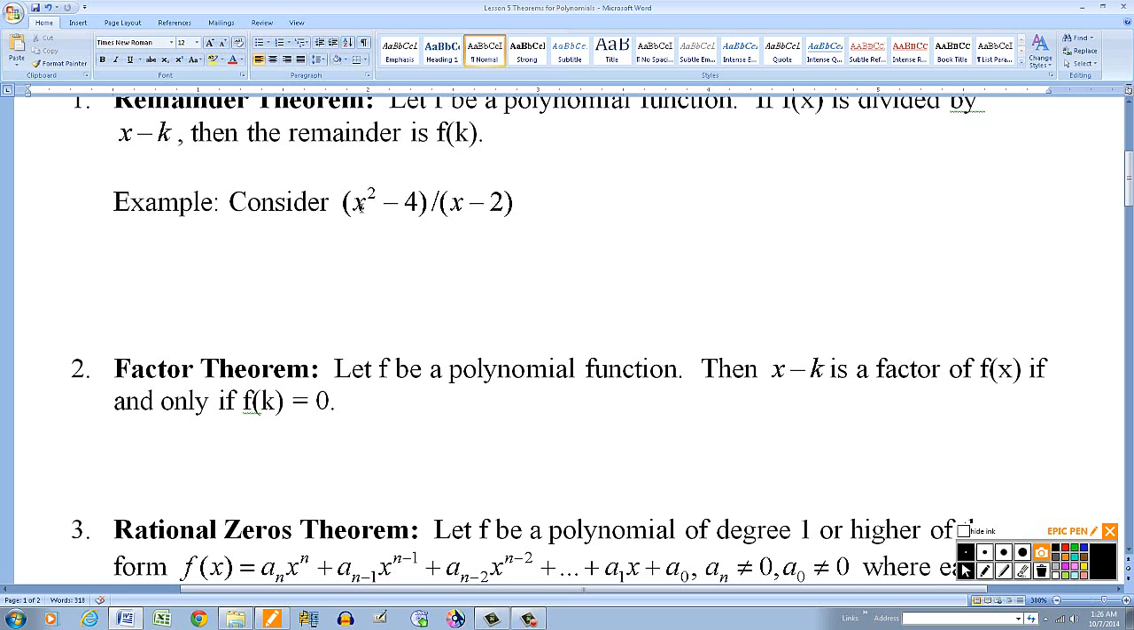Notice if I replace the x by negative 2, negative 2 squared is 4, 4 minus 4 is 0. So x minus a negative 2, so you have to put it in the form x minus k, is x plus 2. So that would tell me that x plus 2 then is also a factor. Okay, so that's one way you can determine if a particular binomial is a factor of another binomial or a trinomial. You could use long division, or you can just apply the remainder theorem.